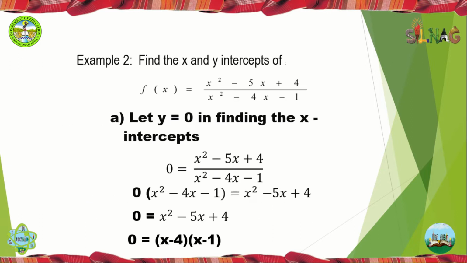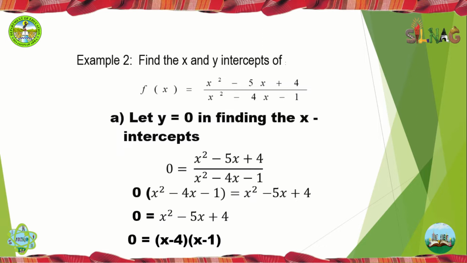Let us have our example number 2. Find the x and y-intercepts of f of x is equal to x squared minus 5x plus 4 over x squared minus 4x minus 1. So we have the first step. We let y equal to 0 in finding the x-intercepts. So we have 0 is equal to x squared minus 5x plus 4 over x squared minus 4x minus 1.